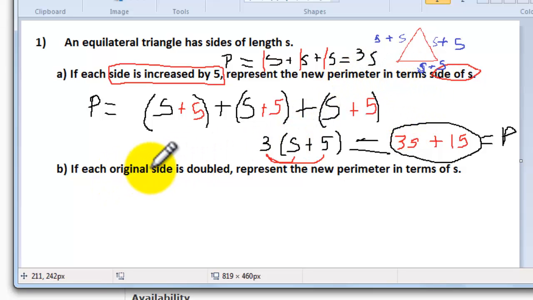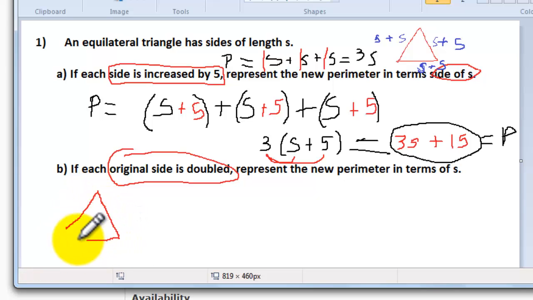All right, so then when it says the original side, what they mean is you don't have to deal with this S plus 5 anymore. You're back to the original triangle with the S for a side. S, S, and S. And now they're going to say each side is doubled. So whenever you double, you multiply by 2. If you triple, you multiply by 3. If you quadruple something, you multiply by 4. So it's a matter of understanding the language. So each side is multiplied by 2.